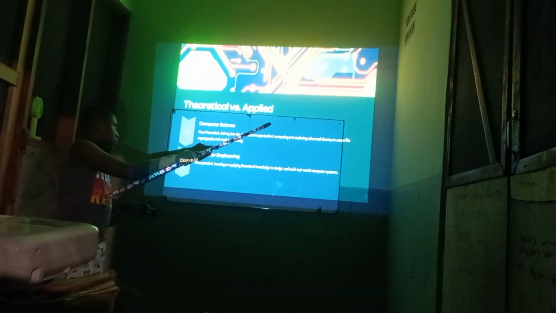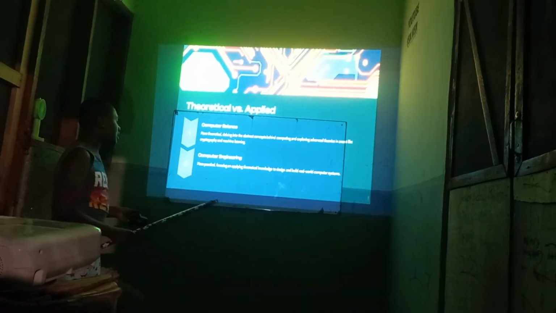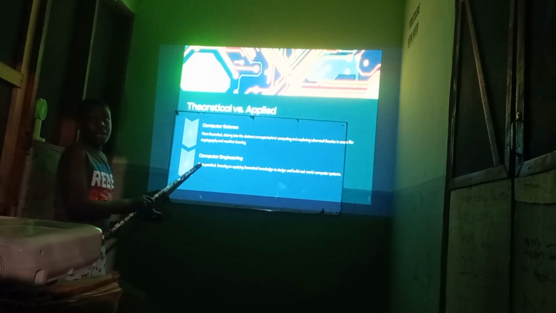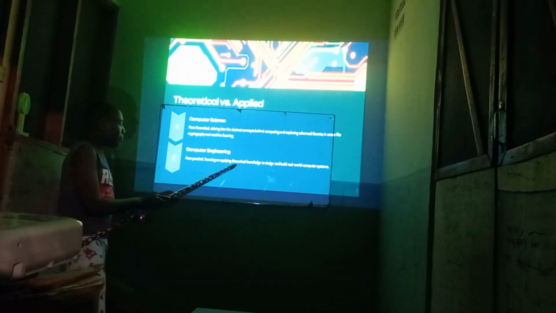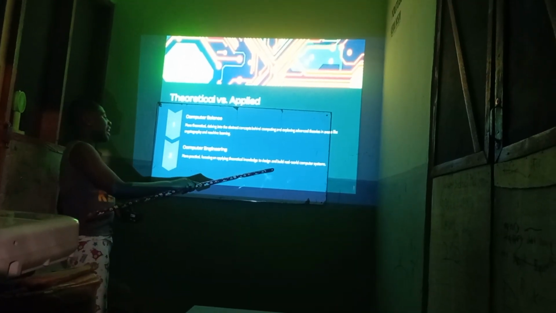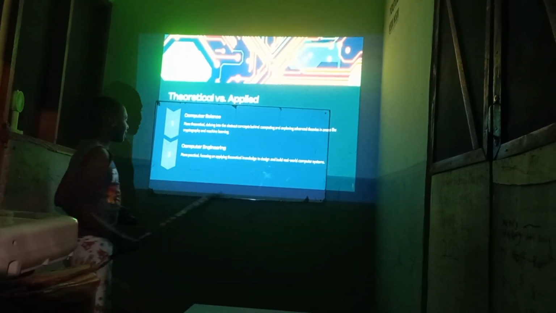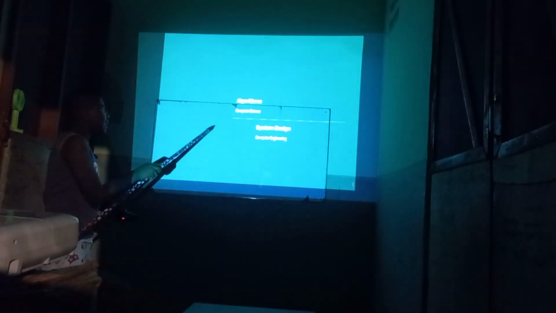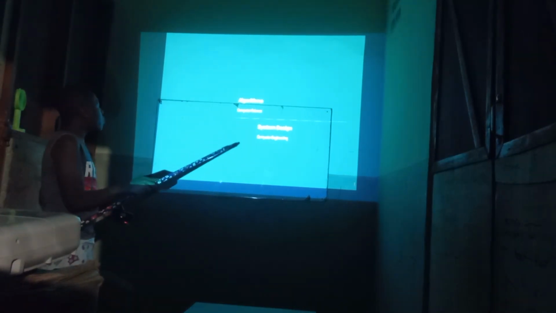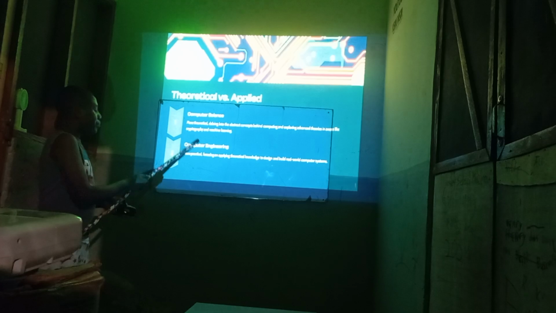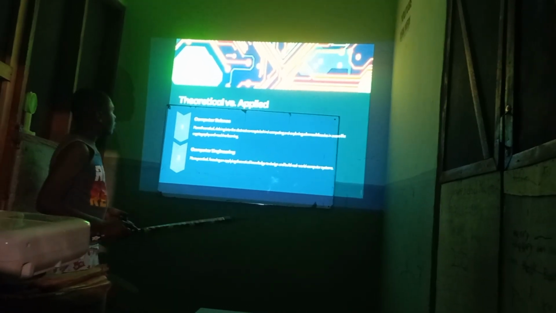Then computer engineering, theoretical and applied. In this slide, we are just showing you that computer science is theoretical, then computer engineering is applied, which in other words is practical. More practical, focusing on applied theoretical knowledge to design and build real-world computer systems. So without computer science, which is theoretical, you won't be able to get computer engineering.